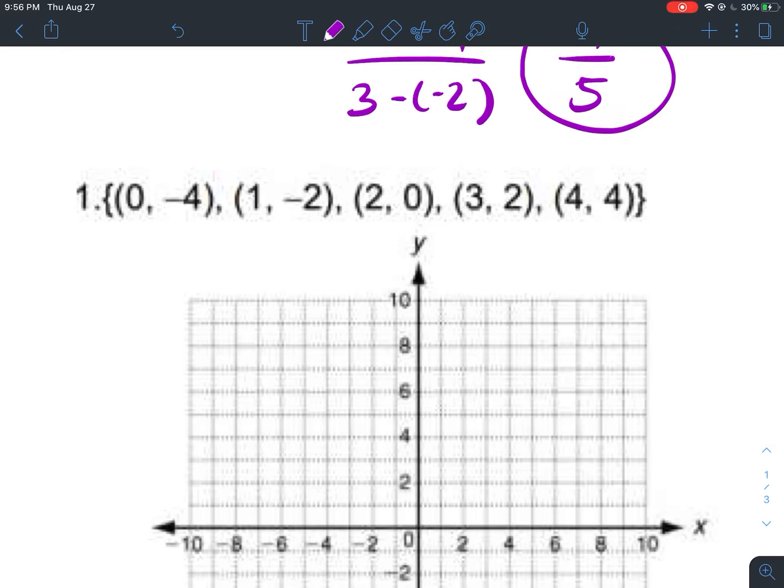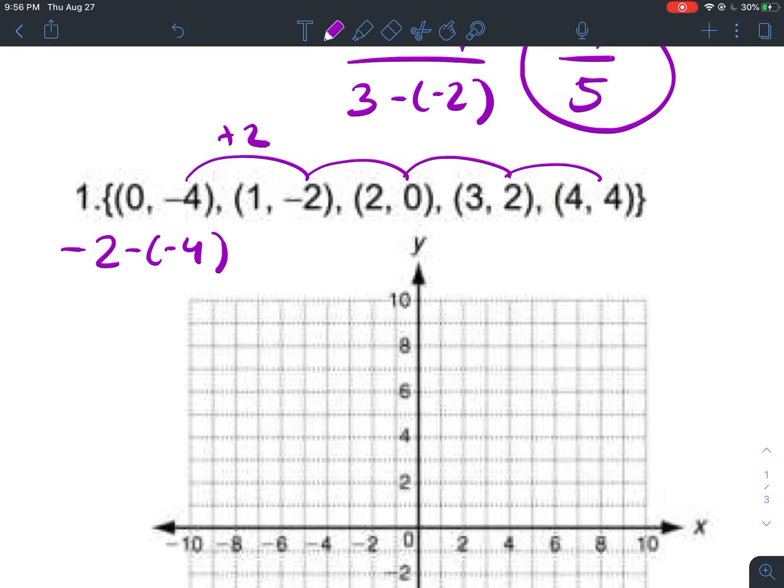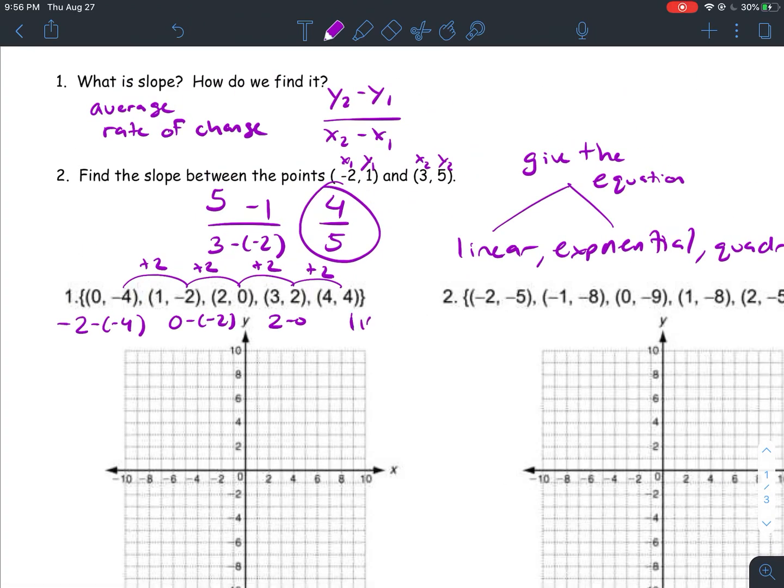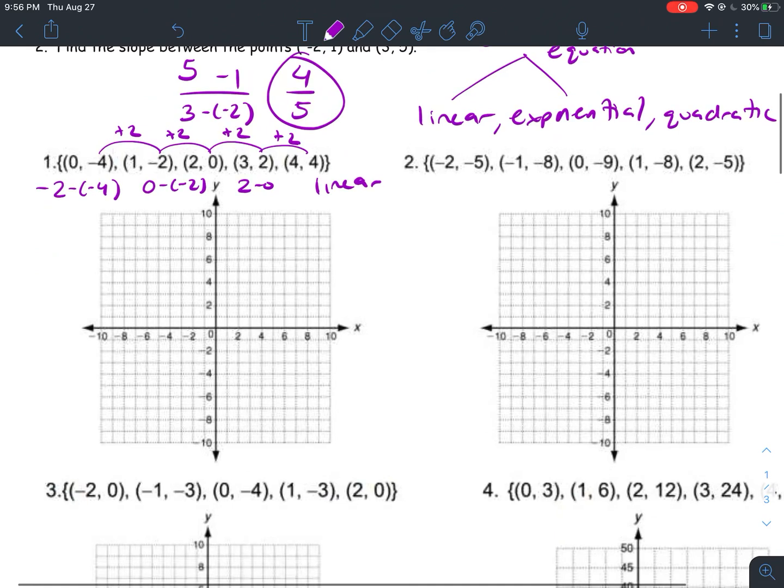All right, so let's go ahead and look at number 1. They're given to us as a set of points. Notice that the x values go up by 1 each time, so we're all good on that end. Let's find out what's going on with our y values. They appear to be going up by 2 each time. If I do -2 minus -4, I get +2. 0 minus -2, +2. 2 minus 0, +2. 4 minus 2, +2. So this one's definitely linear.